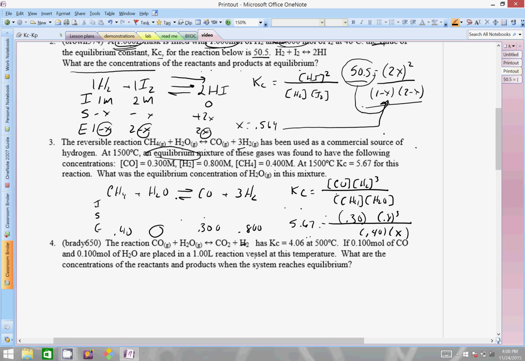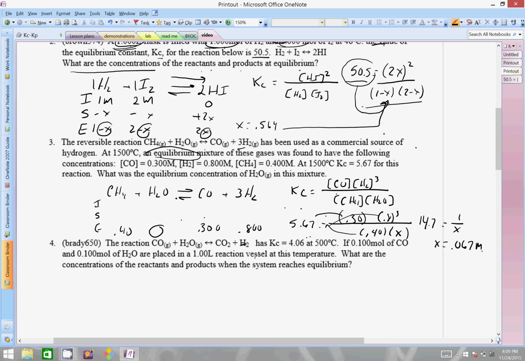Alright, at that point, 5.67 times 0.4 equals, okay, 2.26. Divide this thing by 0.3, and then divide by 0.8 cubed. 14.7. In this case, I moved this up here, and then I moved this thing over, left my X in the bottom. Having X in the bottom, it's going to be 14.7 equals 1 over X. And I would just simply take the reciprocal of that, and I get X equaling 0.067 moles per liter.